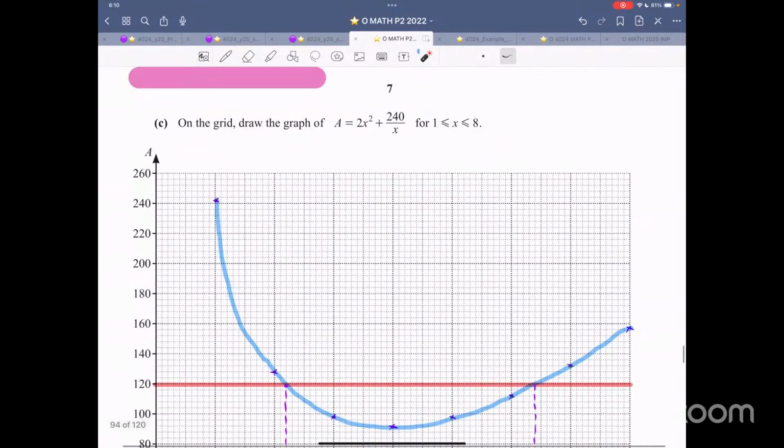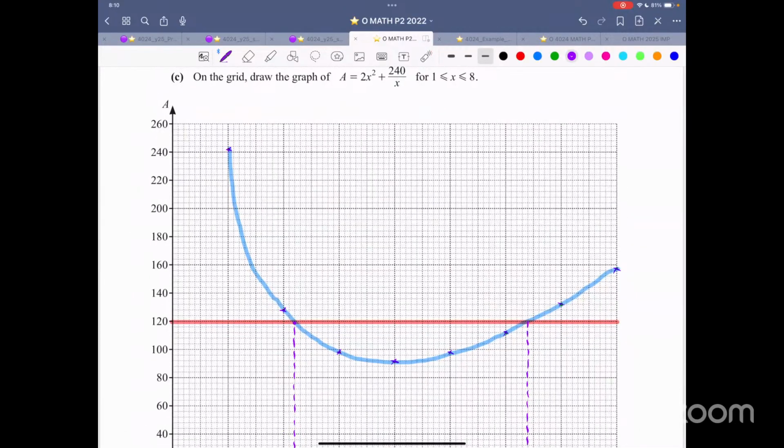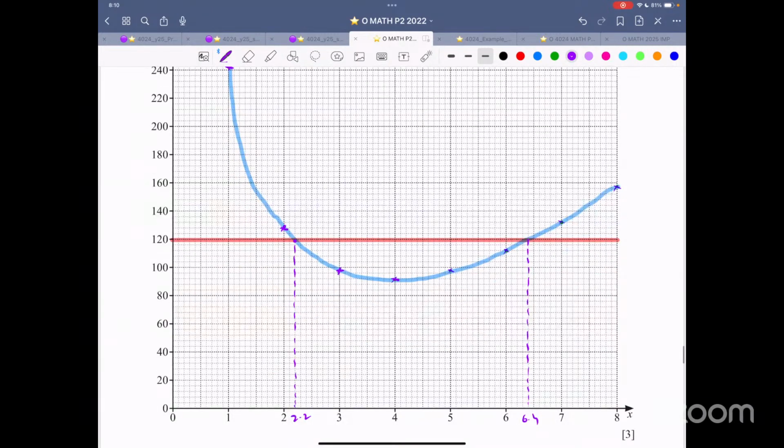On the grid, draw the graph of this thing. So all these major points are marked over here. That is this one and this one, and then we have this one. Just make it a bit more obvious. It is obvious, but I'm just making it a bit more obvious, like this. And then you join it.